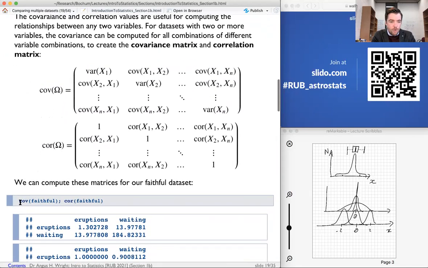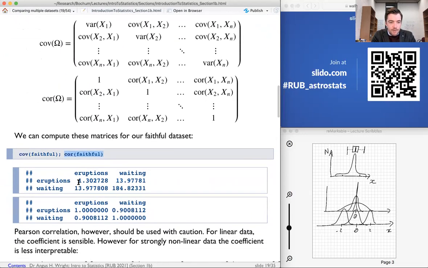So we can construct the covariance matrix of the faithful data set and the correlation of the faithful data set here. And we find that the covariance matrix, so this is the variance of the eruptions is 1.3, and the variance of the waiting time is 184 minutes. The covariance of the eruptions and the waiting time is 13.9, and it's mirrored on the off diagonals because the covariance of X2 and X1 is the same as the covariance of X1 and X2. You flip the positions, it doesn't change the covariance.